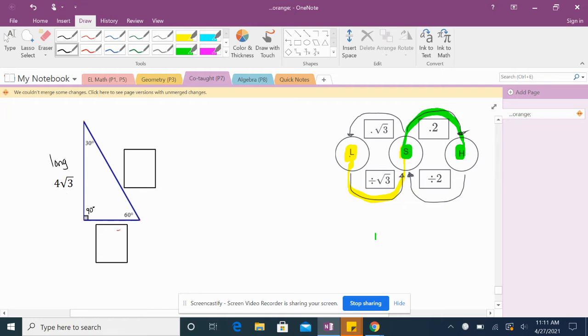To get from the long leg to the short leg, we divide by the square root of 3.